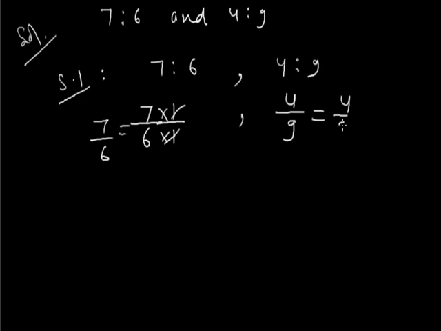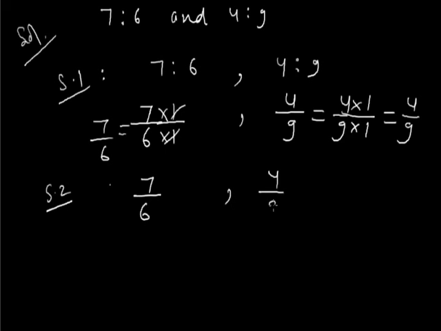7 upon 6 is a fraction in its lowest or simplest form. Similarly, 4 upon 9 is in its simplest form, because there is no common factor between 4 and 9 other than 1. This is step 1. Step 2 says: find the LCM of the denominators of both the fractions obtained in step 1. In step 1 we obtained the fractions 7 upon 6 and 4 upon 9. So the LCM of 6 and 9 is equal to 18. This is step 2.